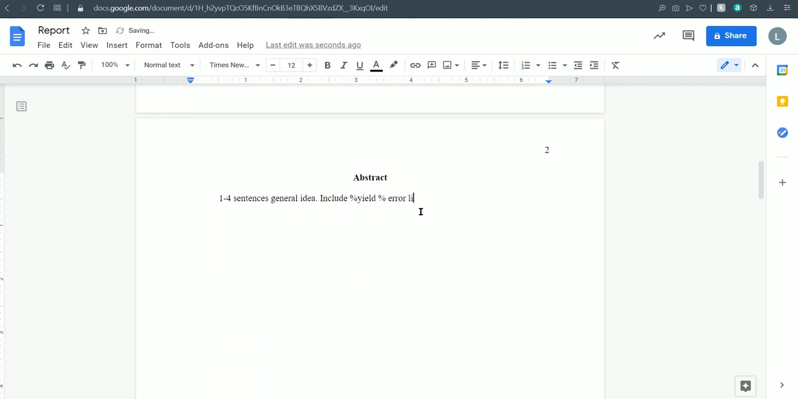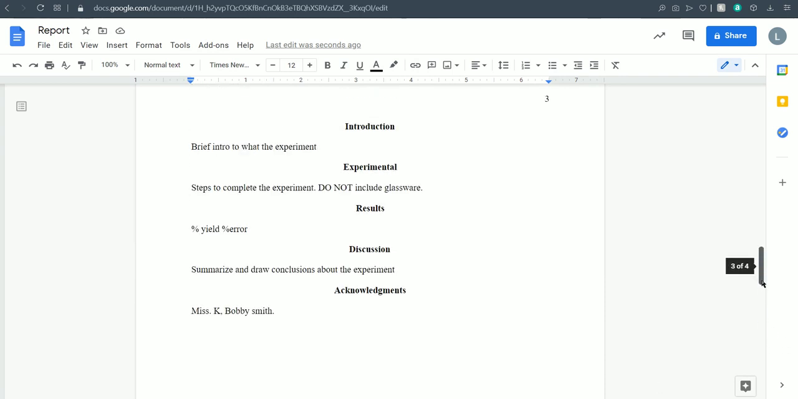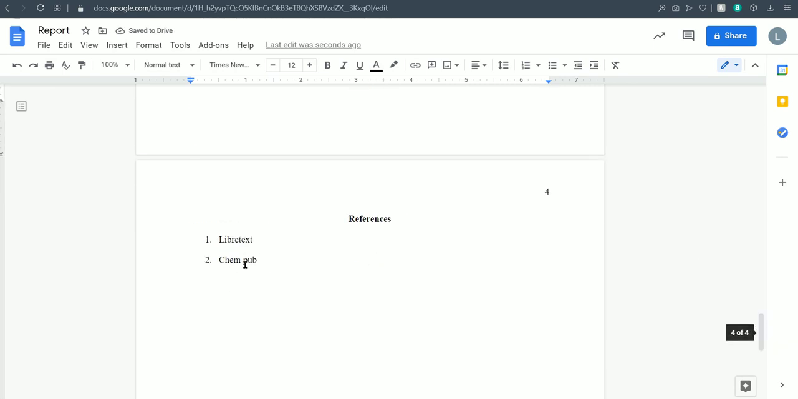If I had a literature value from LibreText, I would write that value. I'm going to hit Control period to get a superscript, and I'll write a 1, because that 1 is going to correspond to the 1 in my references. And I would do the same thing for ChemPub. If I had a value experimental from ChemPub, I'd put a 2 there because it corresponds to where I got that value from.